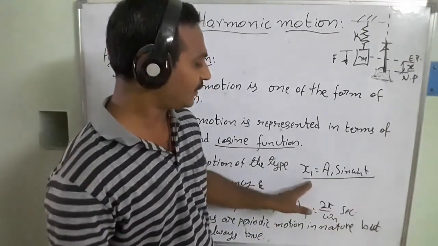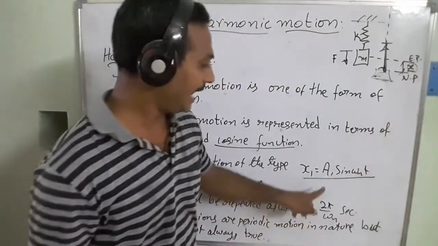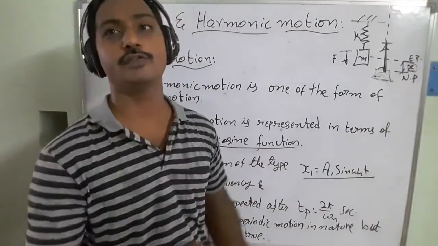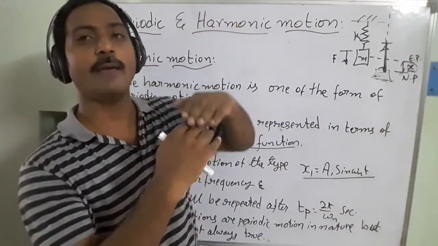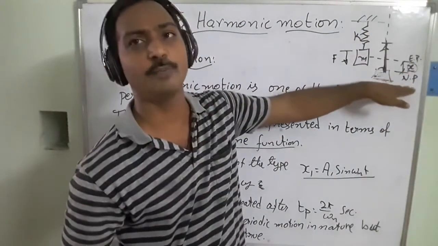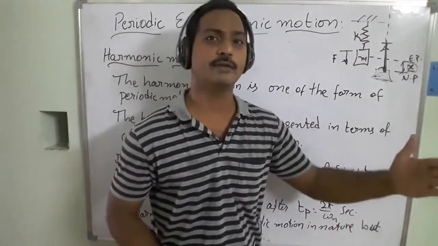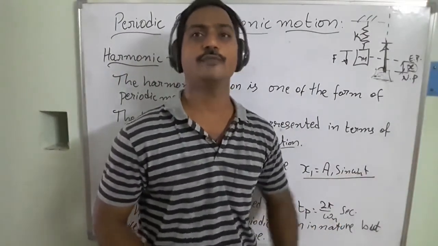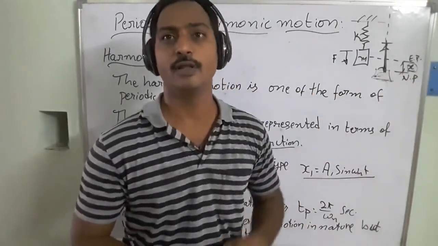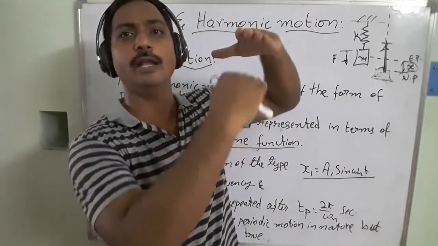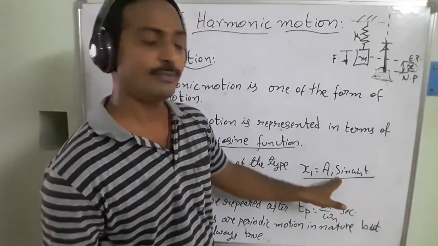Here x1 is the displacement of the system, and a1 is the maximum amplitude. At the initial displacement, the system reaches the maximum position. After a number of cycles, energy is dissipated, so the same x displacement may not be visible. Slowly it dies out and comes to the mean position. So a1 is the maximum amplitude of the system.